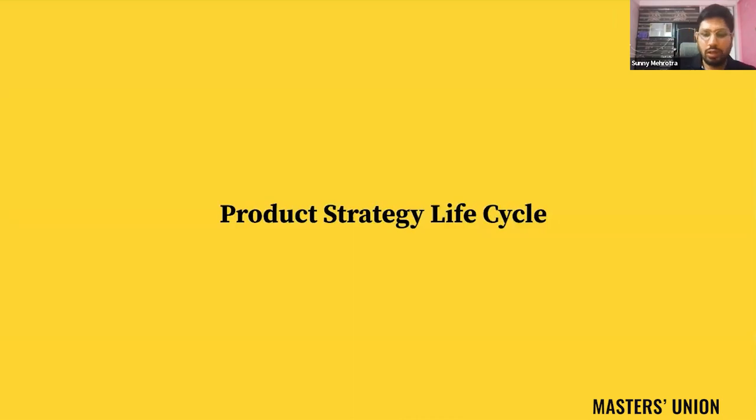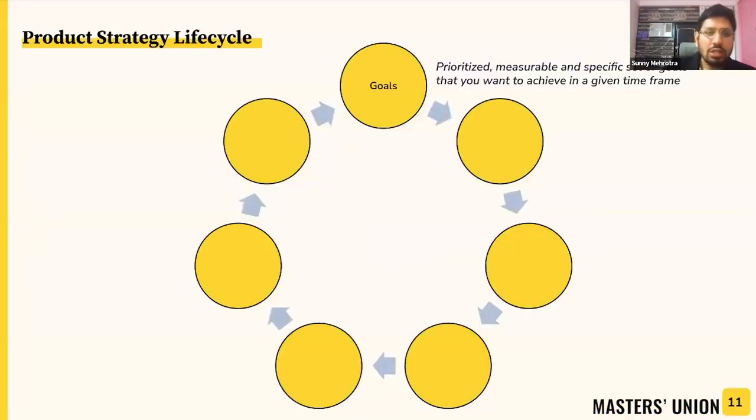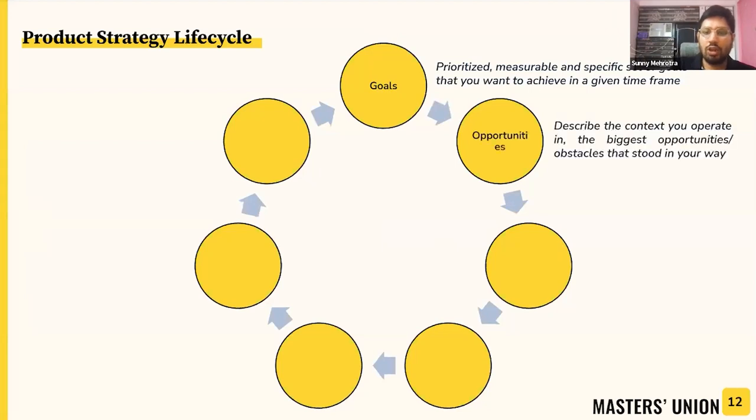Maybe we can go through a list of actions or a proper diagram where we go through the product strategy life cycle in total. So maybe we can go through this entire circle and how it comes together. So we have goals, where you have to prioritize, measure, and set specific goals that you want to achieve in a given time frame. And with that goal come the opportunities, where you describe the context you operate in and the biggest opportunities, and then the obstacles that stood in your way in one way or the other.